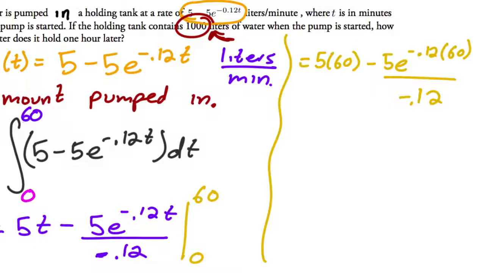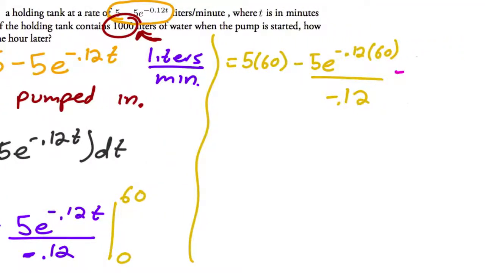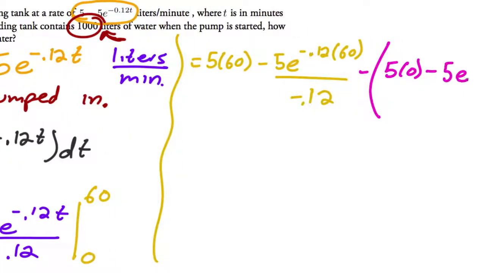Let's make sure I didn't make any mistakes there. 5 times 60, okay, good. And then minus, plug in 0. Now you might be thinking, well, that's just 0. But no, it's not 0, because it's 5 times 0 minus 5e^(-0.12 times 0), over negative 0.12, and e to the 0 does not equal 0 at all.